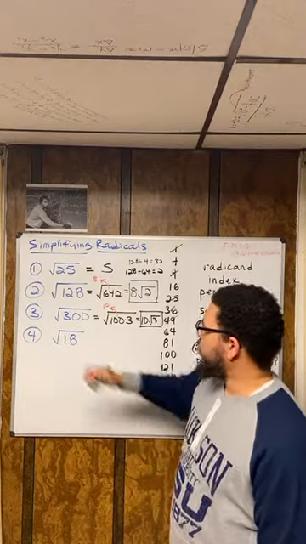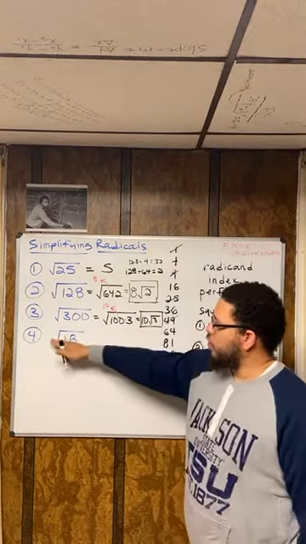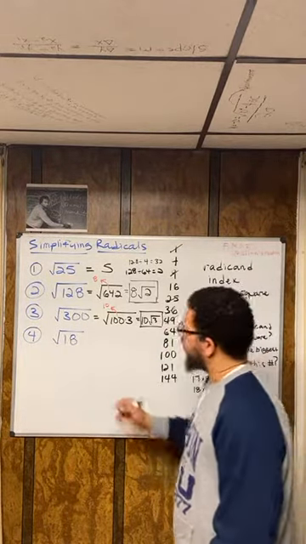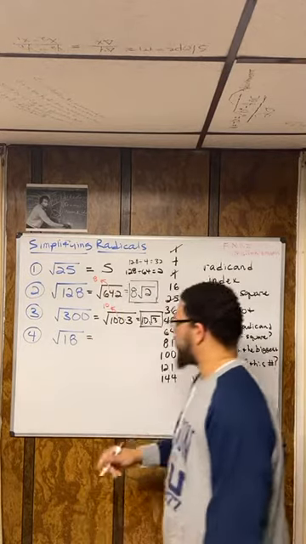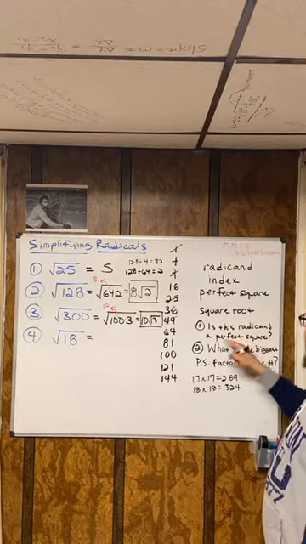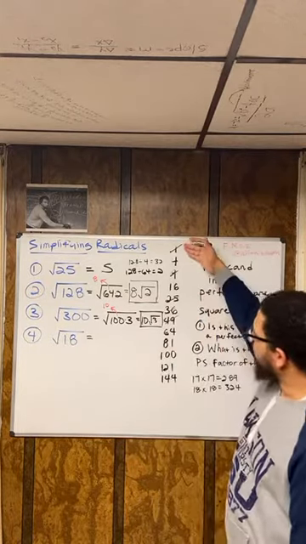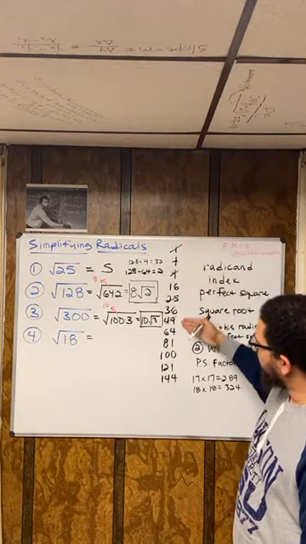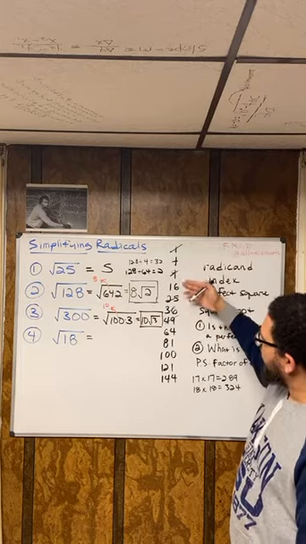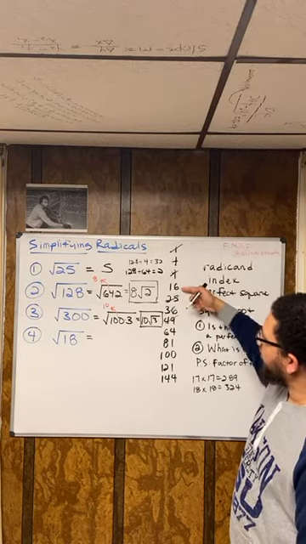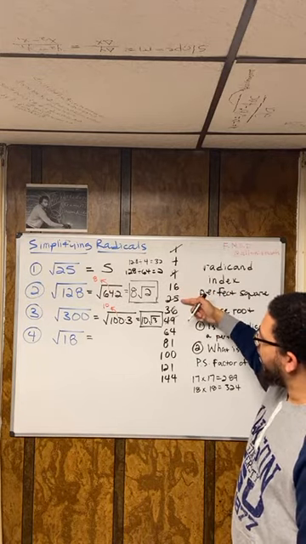All right, number 4. The square root of 18 is what I'm trying to find. Now, first question. Is this radicand a perfect square? Is 18 a perfect square? Go to your list. Is 18 on this list? No. Look where 18 will fall on this list. It would have to be between 16 and 25.